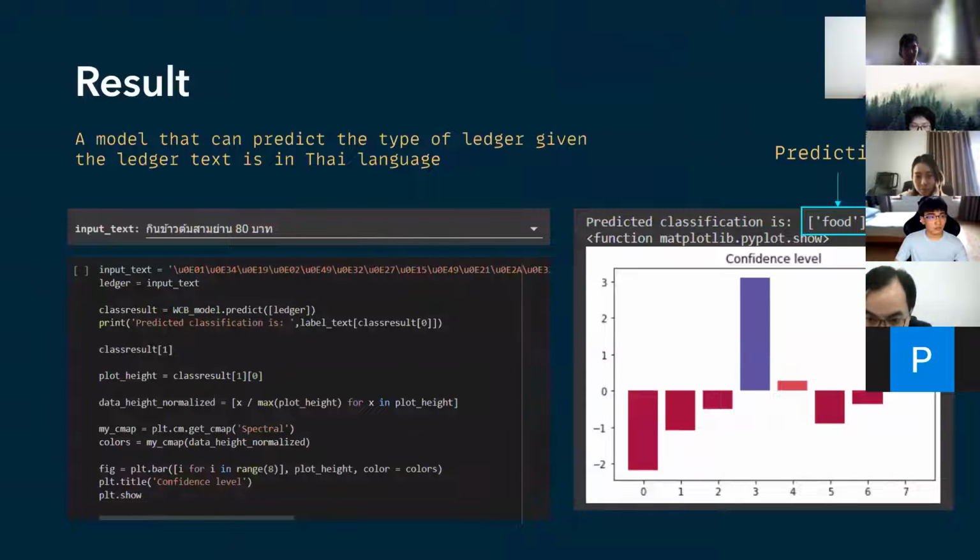So these are the results. I get a model that can predict the type of spending given that the text is in Thai language. As you can see from the slides, I input "กินข้าวต้ม3 ย่าน80 บาท" in the program, and the program predicts the type, which is food, and that is correct. It also shows the confidence level of each type. For example, for transport, it has some confidence level other than food.